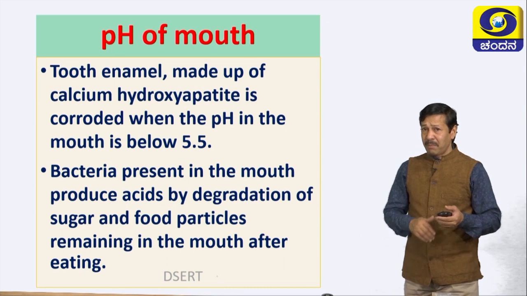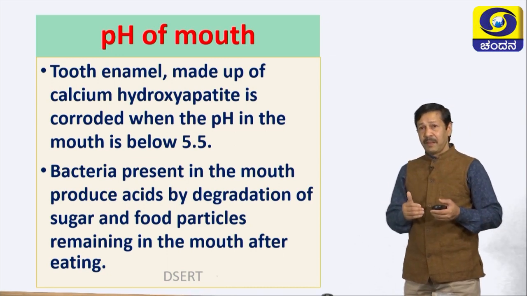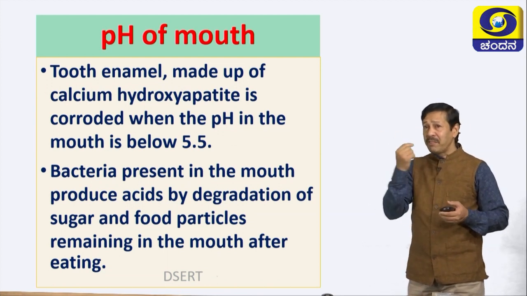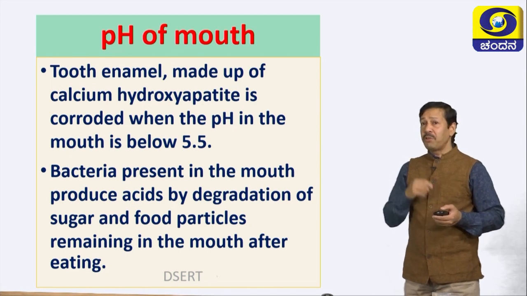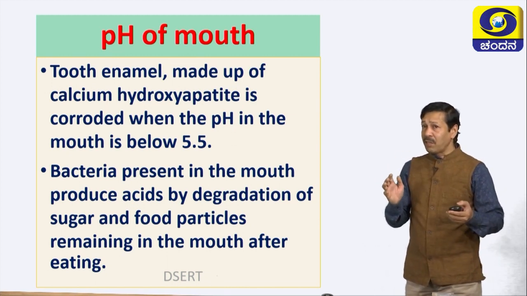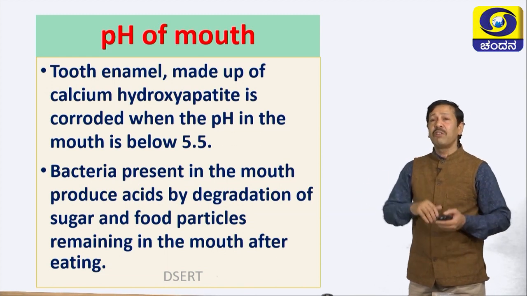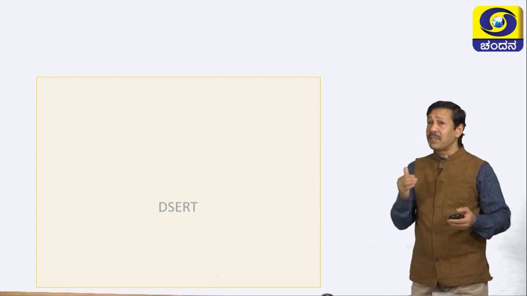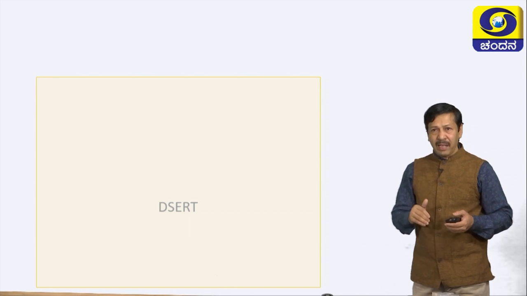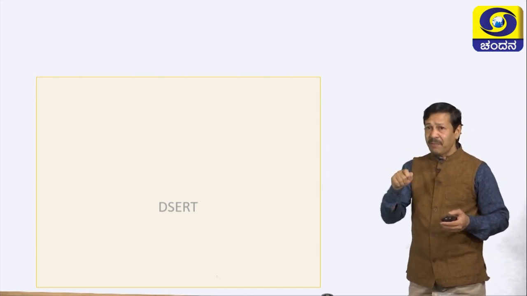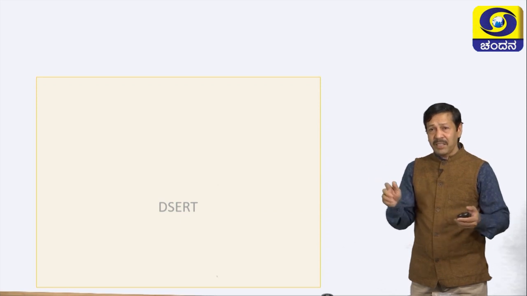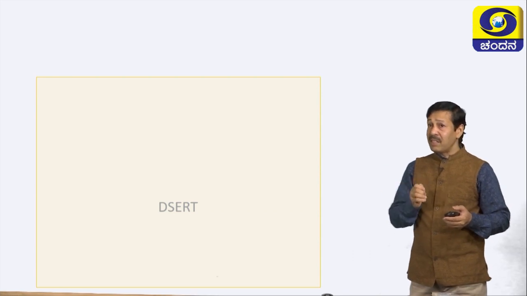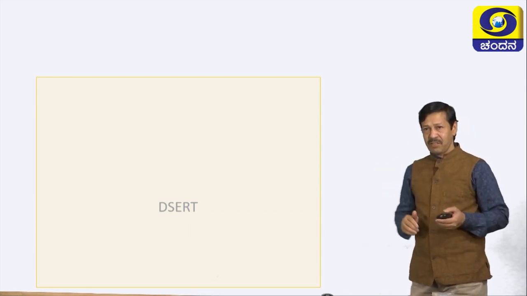Now, the bacteria present in the mouth produce acids by the degradation of sugar and other food particles present in the mouth or between the teeth. So, you have to remove these things. You should not allow the bacteria to decompose and destroy your teeth. This leads to dental caries. So, now you understood why we have to use the paste. The paste contains a base which neutralizes the acidic effect of bacterial secretion. So, let us use paste to remove these bacterial acidic substances.